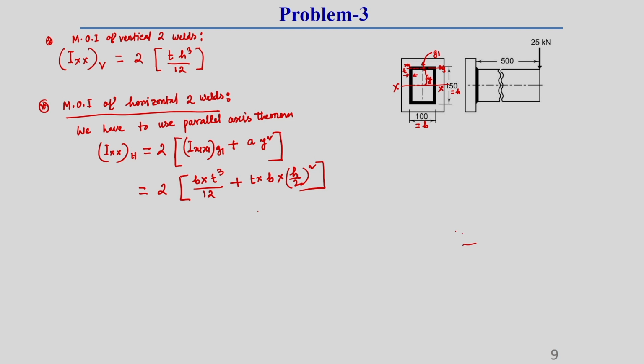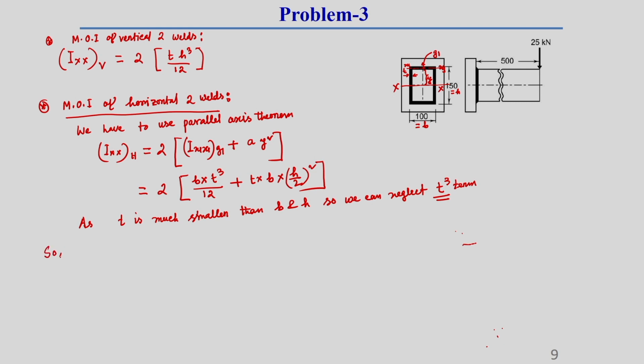Now, here one thing you should keep in mind, as t is much smaller than b and h, here we can neglect the t cube terms. What I am telling, understand? That is why the t cube terms we will neglect from here.